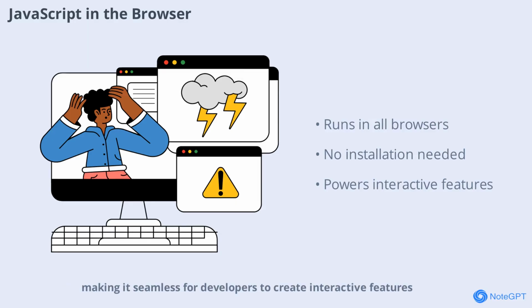This client-side execution is what enables things like drop-down menus, sliders, and instant feedback on forms. As we continue, we'll see how JavaScript interacts with other web technologies to create smooth, responsive experiences.